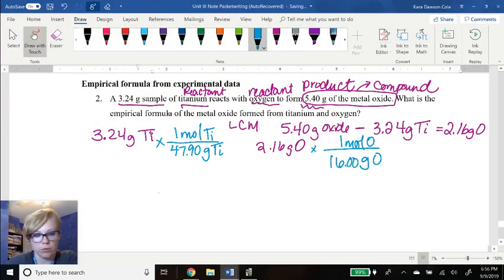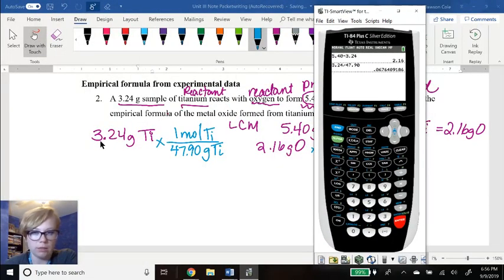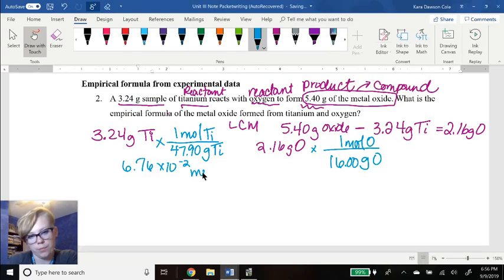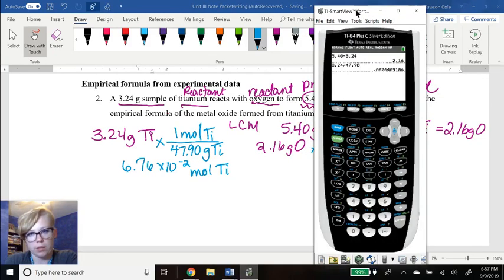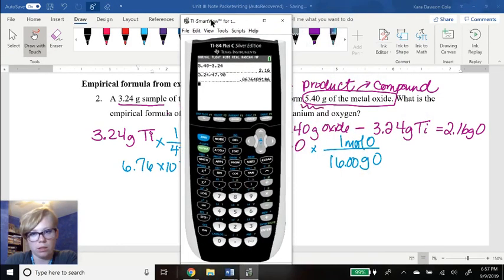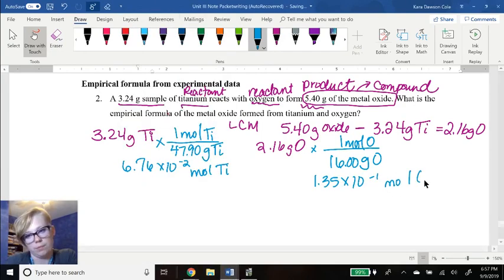So then I calculate my moles. For titanium, I'm going to look here for my sig figs. I've got 3 sig figs, so I'm going to put this into scientific notation just so I don't have some crazy numbers. So I'm going to put 6.76 times 10 to the minus 2 moles of Ti. Then I need to go back and calculate for oxygen, right? So oxygen, I have 2.16 divided by 16, and that gives me 0.135, or 1.35 times 10 to the minus 1 moles of oxygen.